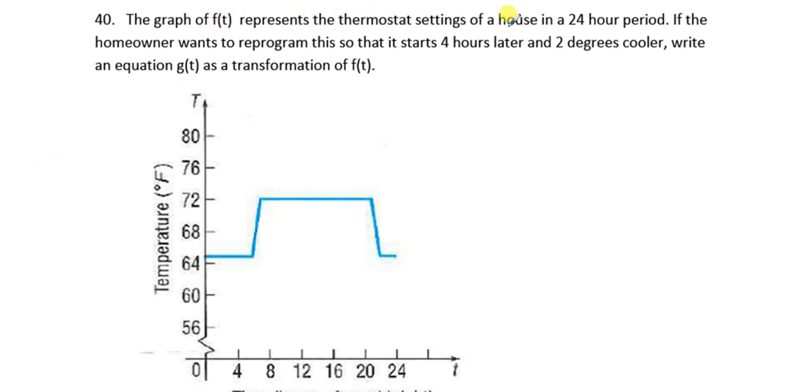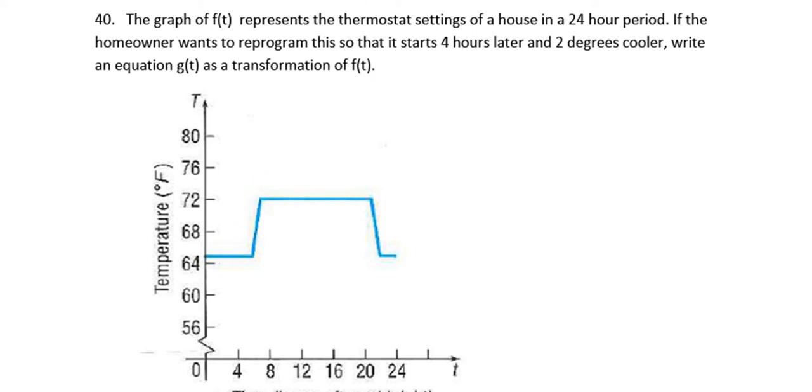So f of t, here's our graph of f of t. And so in other words, we set our thermostat for the first 4 hours, like midnight till whatever that is, maybe it's 6 in the morning, at 65 degrees. Then we have it warm up when we get up in the morning to 72 and keep it at 72 until whatever time, 10 o'clock at night, and then we have it go back down to being cold again.